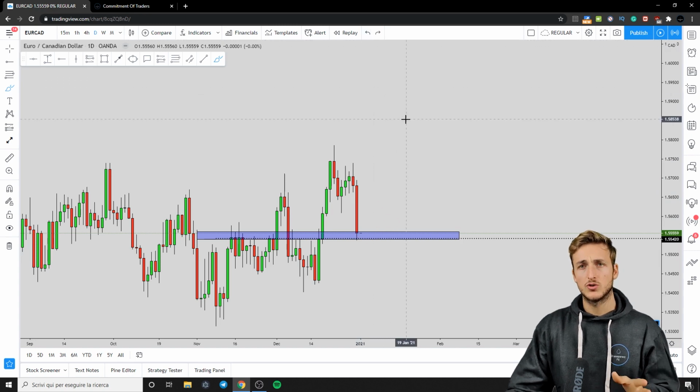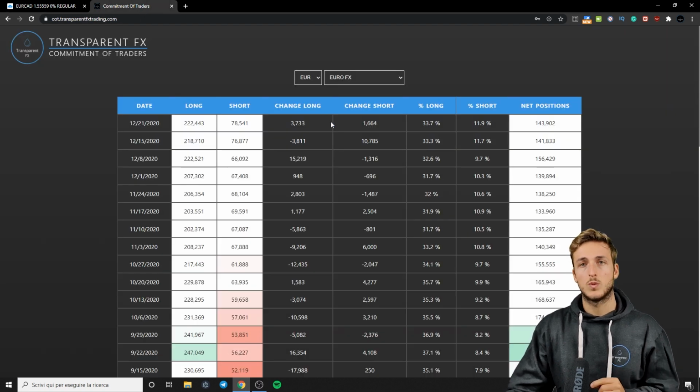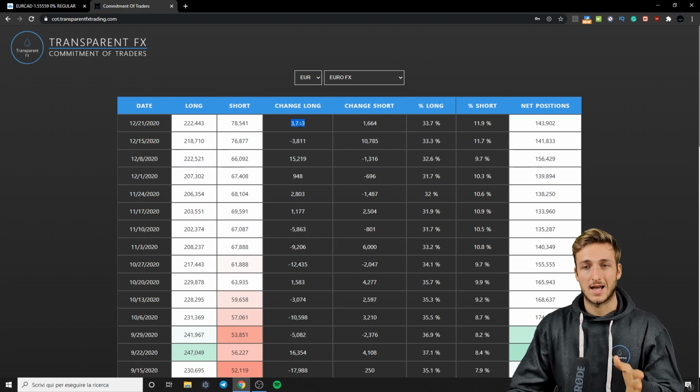Now, before I show you how we will be approaching this kind of opportunity and situation with students, let's first go and see what we have from a COT perspective, so commitment of traders, which is what hedge funds are currently doing in the market. What we can see on the euro is that with the last report, hedge funds have increased their long positions by 3.7K. So we have 3.7K longs added, reaching 222K long positions and 78.5K short positions, increasing the net positions from 141K to 143K net positions. So a massive increase in the net positioning for the euro.